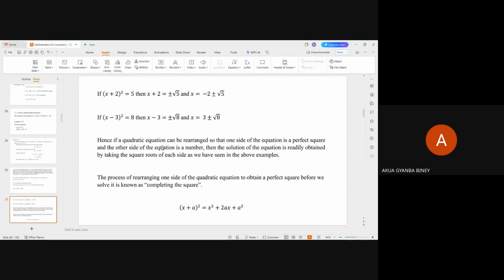Hence, if a quadratic equation can be rearranged so that one side of the equation is a perfect square and the other side of the equation is a number, then the solution of the equation is readily obtained by taking the square root of each side, as we have seen in the example. The process of rearranging one side of the quadratic equation to obtain a perfect square, in the form of this, before we solve it, is known as completing the square.